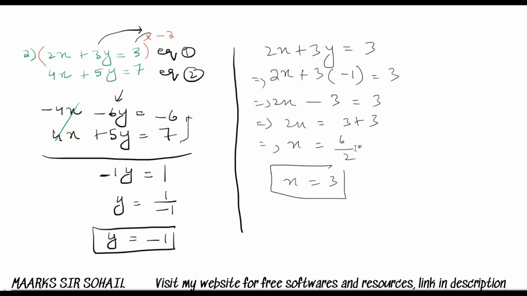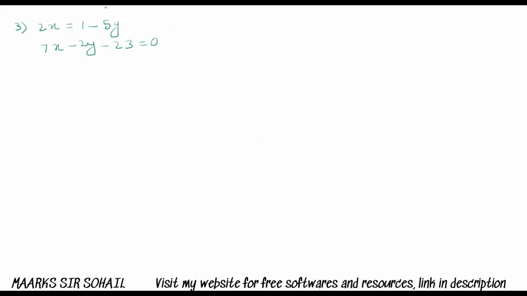For the elimination method, then I'll go to the substitution method. In equation 3, it's 2x equals 1 minus 5y, and 7x minus 2y minus 23 equals 0. Now you can see it's not in standard form, because the standard form is first x, then y, and then the constant after the equals sign.